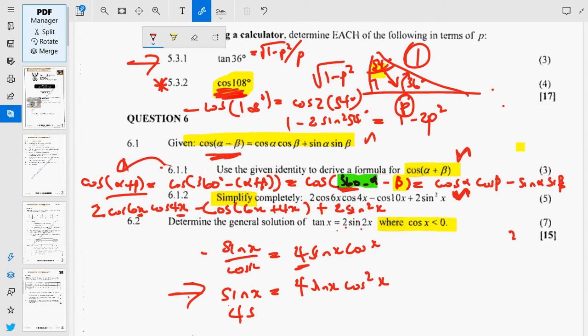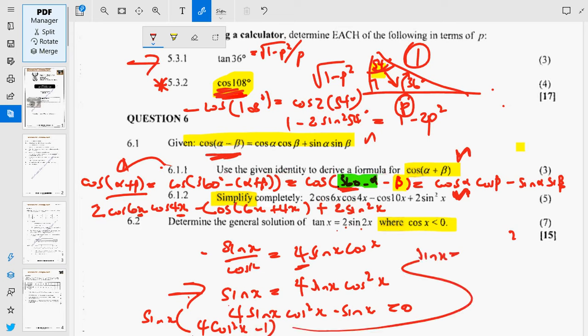So I'm going to have 4 sine x cos squared x minus sine x is equal to 0. Now you take a common factor and you're going to be left with 4 cos squared x minus 1. So you can see here that sine x is equal to 0 or cos squared x is equal to 1 over 4. Okay, so now you have to find the general solution.